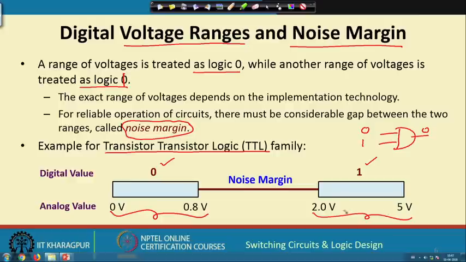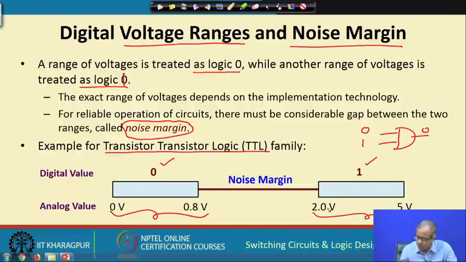These are the ranges of voltages to represent 0 and 1, and whatever is in between, greater than 0.8 volt and less than 2.0 volt, is considered an invalid voltage range. This is the so-called noise margin. Because of some external noise, a 0 should not become 1 or a 1 should not become 0. There should be a sufficient gap in between, and the noise margin ensures that.